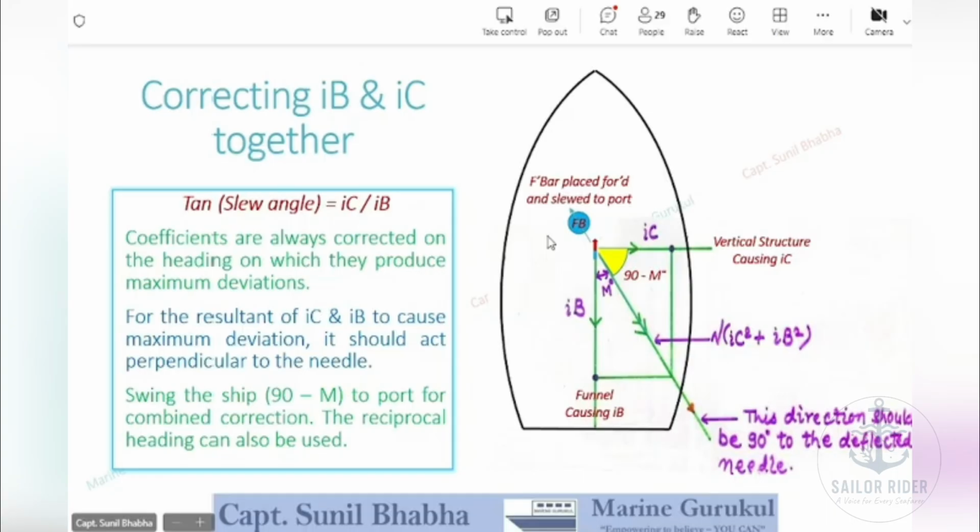So this is one way, beta, in which the question will come directly: correct IB and IC together, explain the procedure. So make this diagram and explain these 3 points. Okay, this is one way.